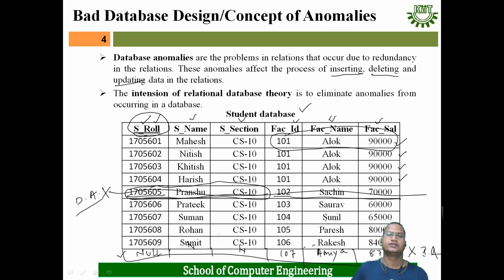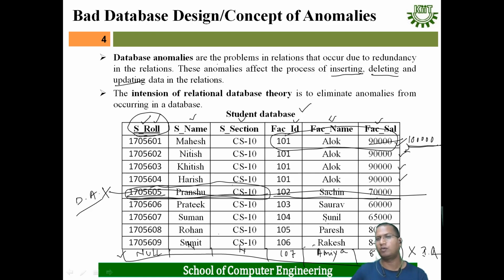Suppose the salary of faculty ID 101 has increased from 90,000 to 1 lakh. Then I have updated the salary of faculty ID 101. If I update the salary of faculty ID 101 in this one place, in other places 90,000 is still there. That means the result will conflict. This is your updation anomaly.